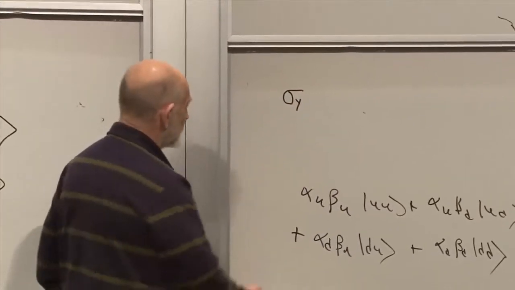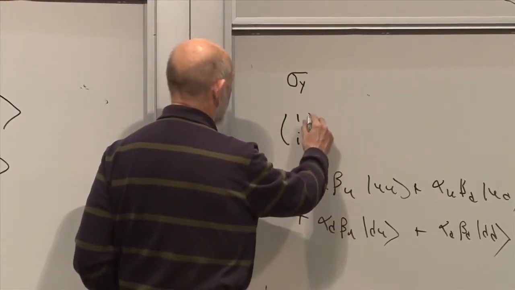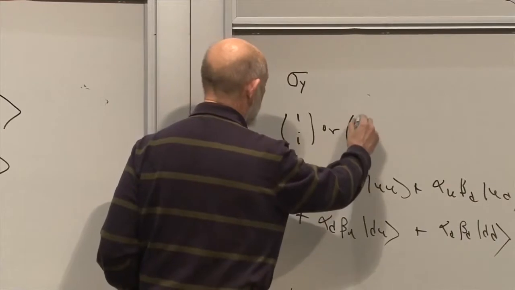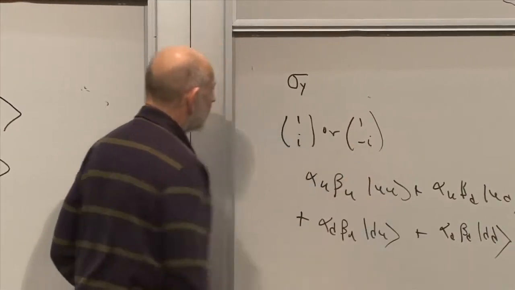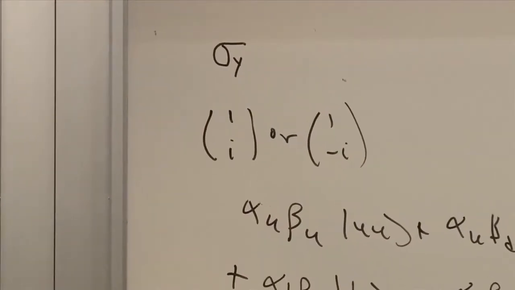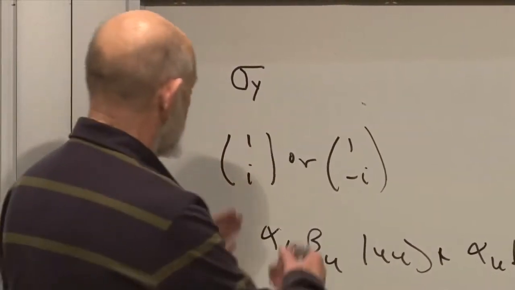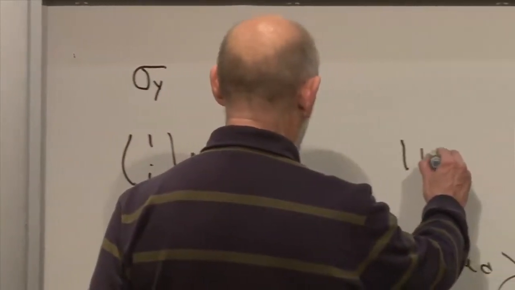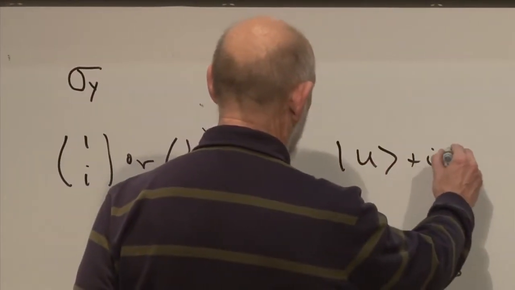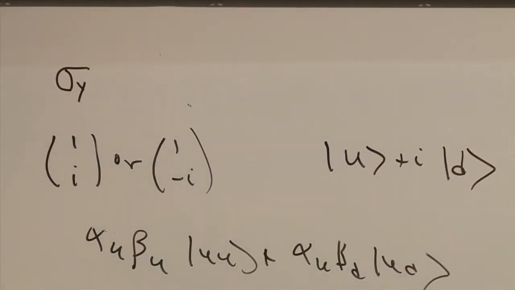Ordinarily, the eigenvectors of sigma y are (1, i) or (1, minus i). I can't remember which one has eigenvalue plus 1 or minus 1, but one of the others. All right. That means the linear combination up plus i down is an eigenvector of sigma y.